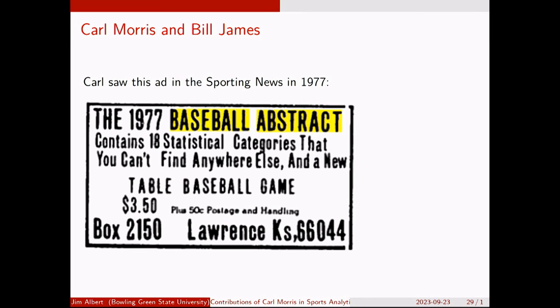One of the stories that Carl told me is that he was really proud that he was one of the first readers of Bill James. When Bill James was starting, the way he got his abstract out was through this little ad in the Sporting News, and this is the ad for it. I'm not sure this is exactly the one that he got, but this is a 77 baseball abstract, and included a table baseball game for $350. Okay, from Lawrence. He still lives in Lawrence, Kansas.